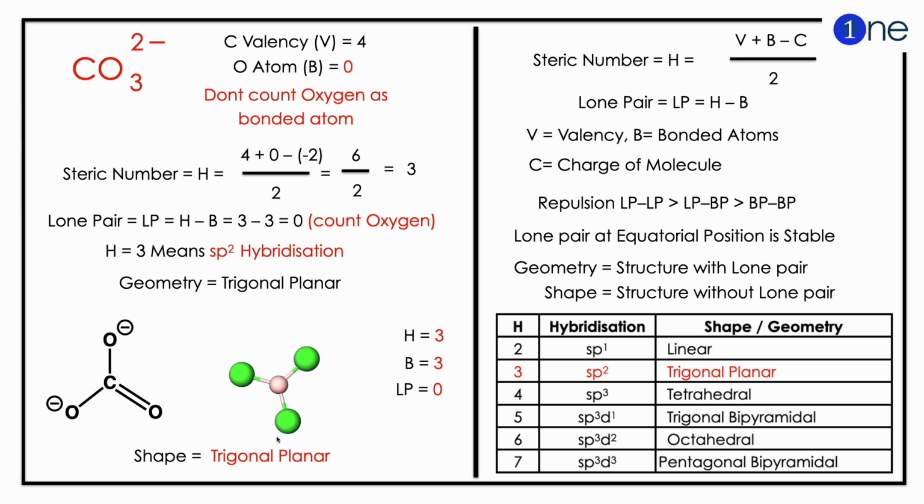sp2 hybridization geometry is trigonal planar. Carbon occupies the center, with oxygen on the terminals. So the shape of CO3 2 minus is trigonal planar.